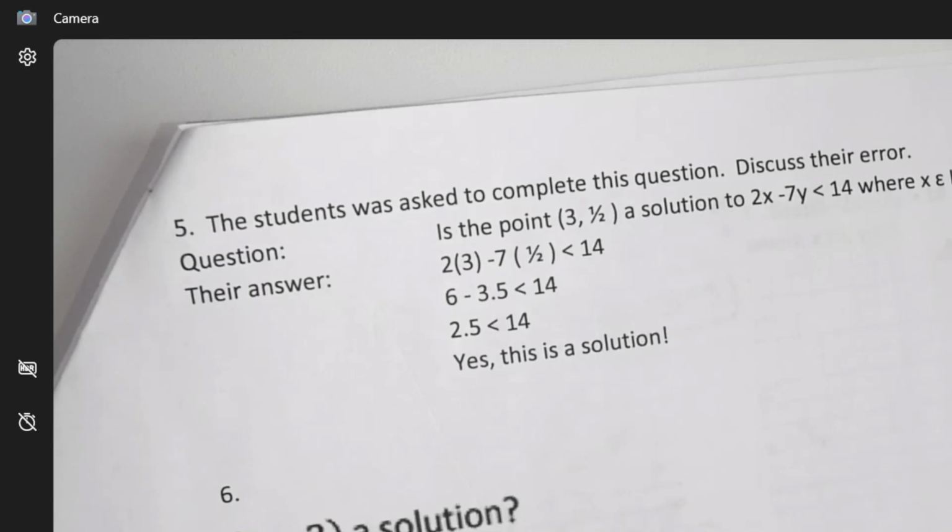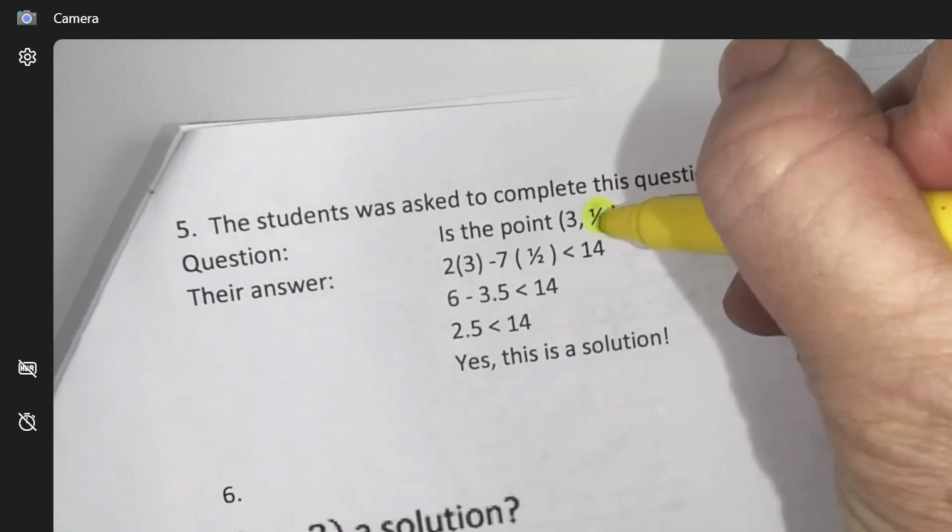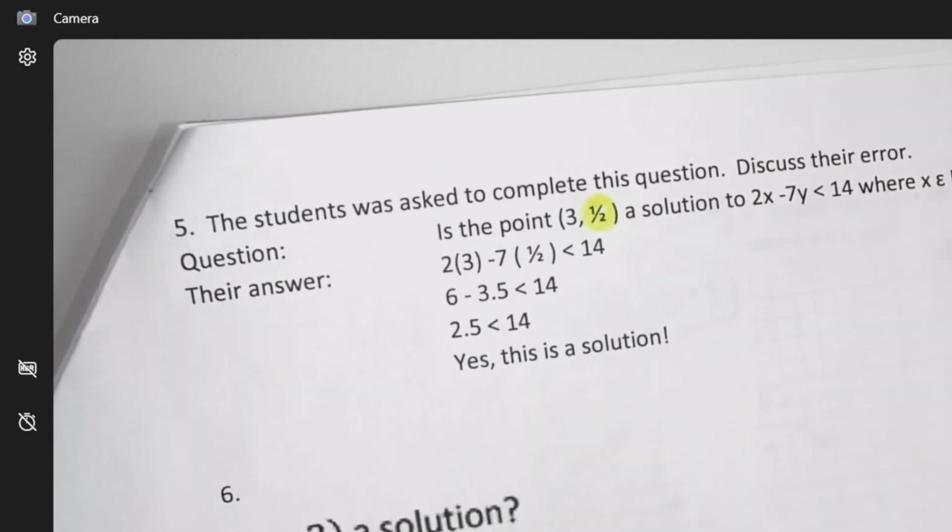Two and a half is less than 14. That's true. All their math is good. So what did they miss? Something about the question directions. This is the problem on that one right there. 3 is an integer, that was fine, but the y was also supposed to be an integer, and 1/2 is not an integer. Integers are any negative number, 0, or any positive number, but not decimals or fractions.